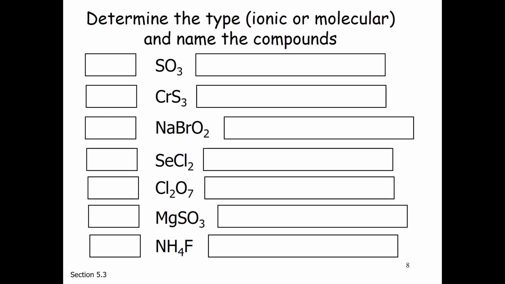So the trick to naming some of these is to determine first if they're ionic or molecular, and then apply the correct naming convention. So let's look at SO3 with no charge. So no particular charge on this. This would be a molecular compound because it's composed of sulfur and oxygen. So how about if we call this sulfur, and then there's 3 oxygens, so trioxide. That seems good to me.